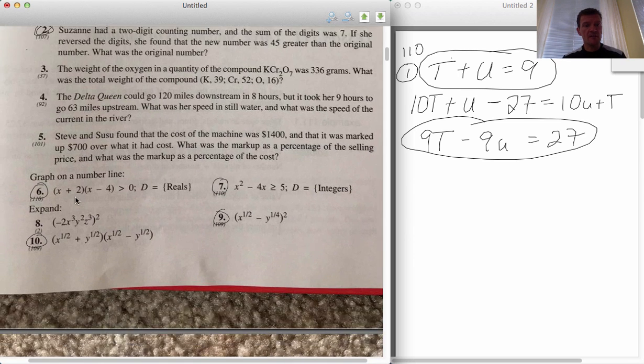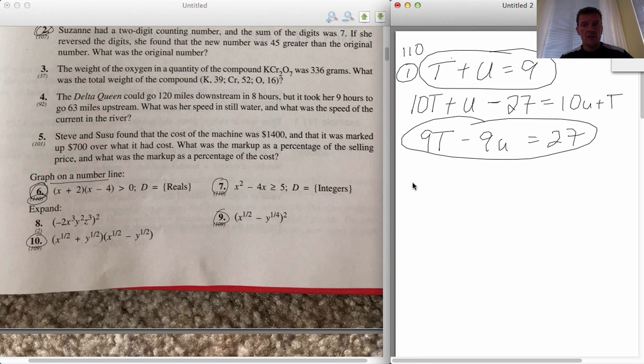Let's jump down here. Let's look at this group here. We have number 6 from lesson 110, and it says graph on a number line. Okay. So if we take this right here, what we want to do is you want to look at regions for this one.